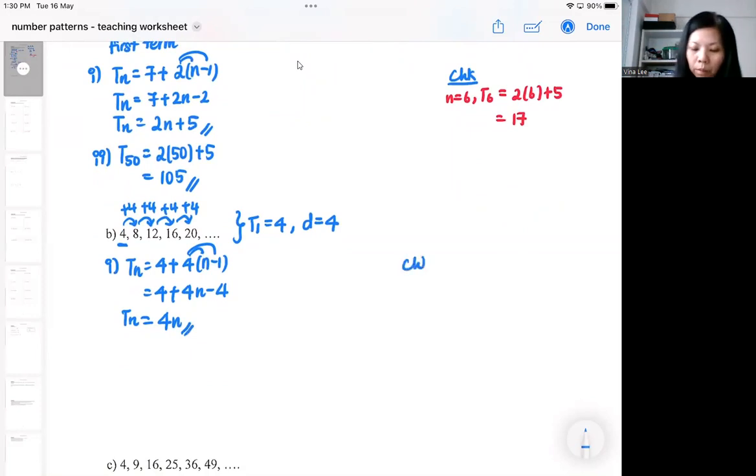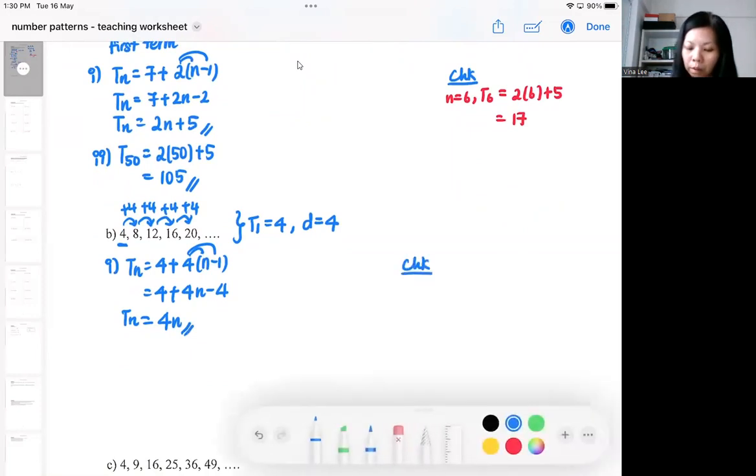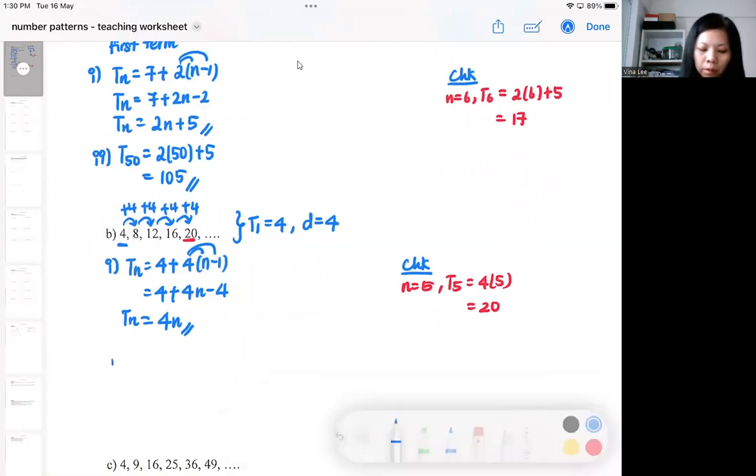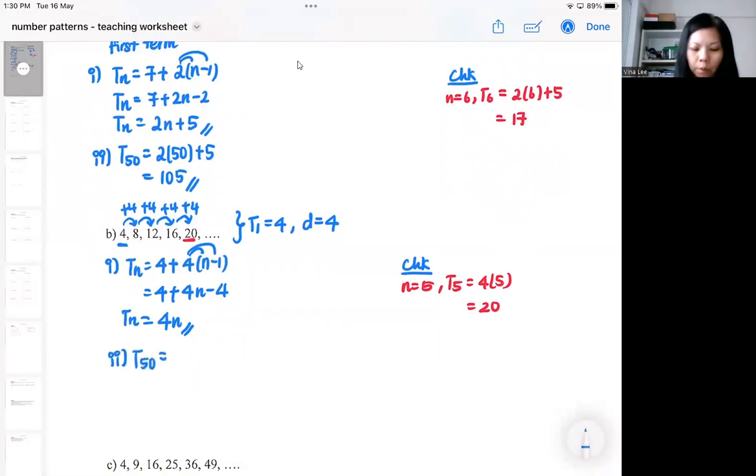And again, you might want to check whether your formula is correct or not. For example, I take the 5th term. The 5th term is n equal to 5. If I put in n equal to 5, do I get the same number or not? That is how you check. Once you confirm that it is correct, you can go ahead and get the 50th term. The 50th term will be 4 times 50, so that will be 200.